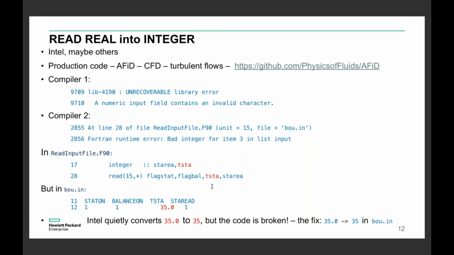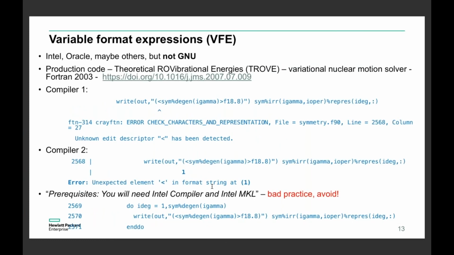Clearly, this code was not used on any compiler other than Intel, which would have immediately highlighted this problem. This is an amazing code for this talk. Theoretical raw vibrational energies. There's a paper listed there. It's a treasure trove of extensions and non-conforming practices. In fact, as they proudly say here, you will need Intel compiler and Intel MKL. And indeed, if you do not stick to those, you will get all sorts of crazy troubles.